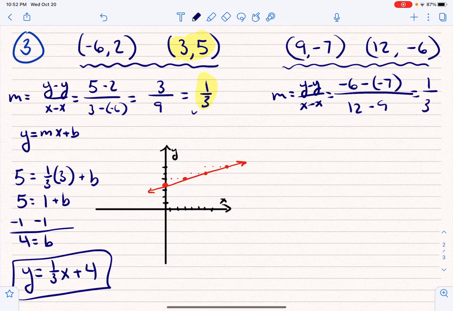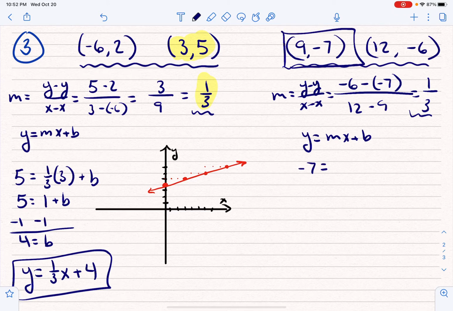Okay, notice that's the same slope. That's interesting. Okay, all right, now I'm going to go ahead and plug that in. I could use the y equals mx plus b method. I don't know if you guys like that one or not, but we're going to use it. So plug everything in. I get negative 7. I'm going to go ahead and use this point right here. Negative 7 is equal to my slope, 1/3, times my x value, 9, plus b. So this is going to say negative 7 is equal to 1/3 of 9 is 3, plus b.